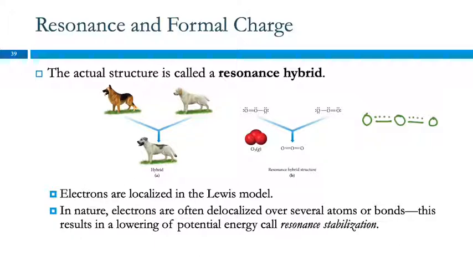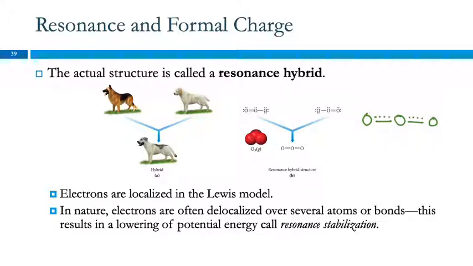and so we draw the two and say, well, it's a combination. Okay? In the Lewis model, electrons are localized. We have to say the electrons are hanging out with this atom or with that atom. They're between these two atoms. We can't spread them out over the entire molecule. That's called delocalization. But in nature, electrons are often delocalized, and it stabilizes the molecule. That lowering of energy is called a resonance stabilization.